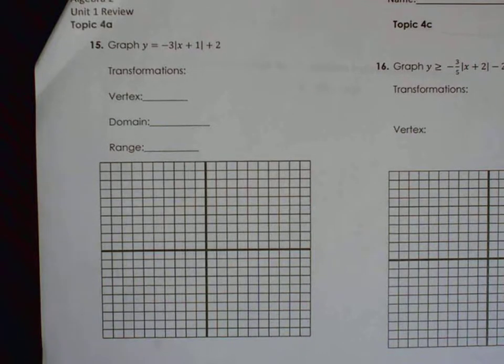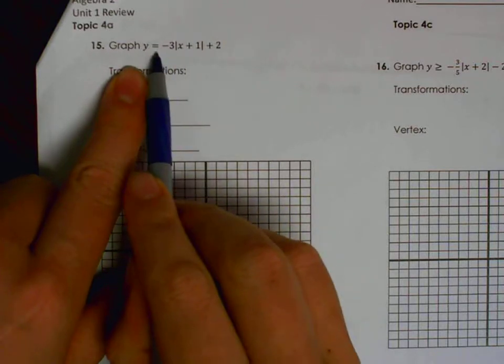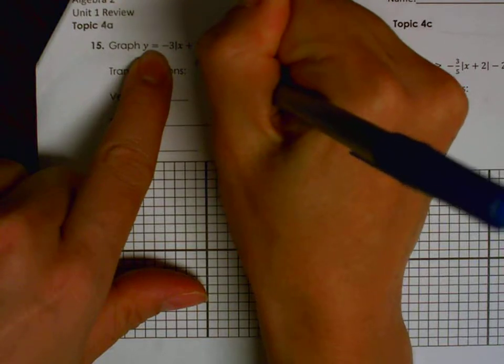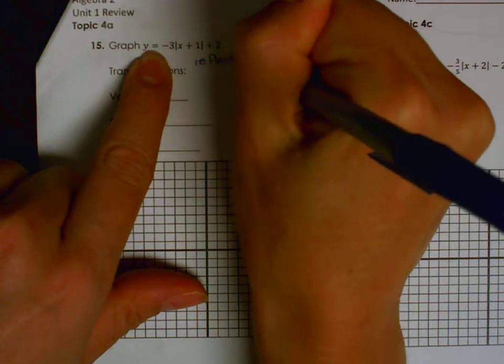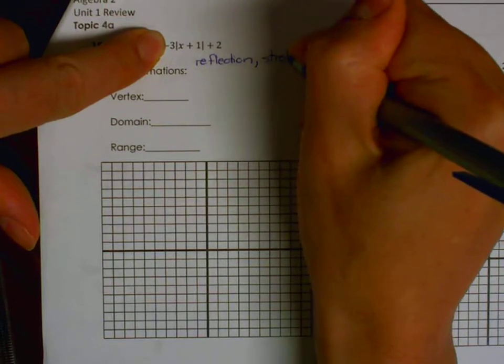Okay, this is the end of the Unit 1 review packet, questions 15 through 18. We're going to be graphing absolute value and doing transformations. So first, to identify our transformations, let's go from left to right. I see a negative. That means I have a reflection. 3 is a stretch of 3.